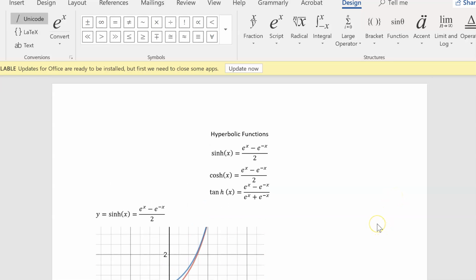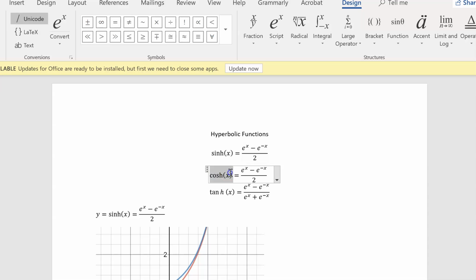So this is my video on hyperbolic functions. Hyperbolic functions are kind of like analogies to trig functions that we already know. So let's define them. The first definition is what is known as hyperbolic sine x, and that is defined as e to the x minus e to the negative x over 2.